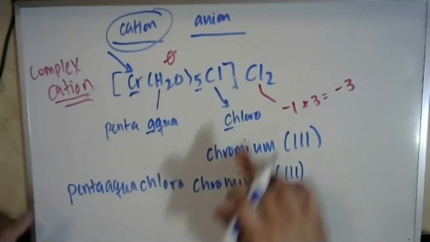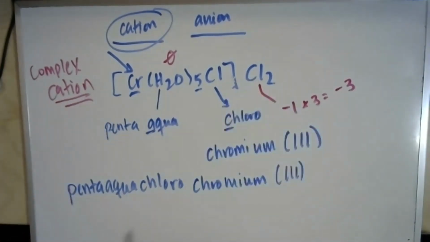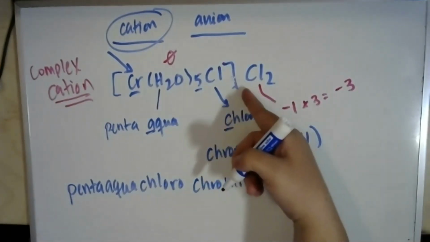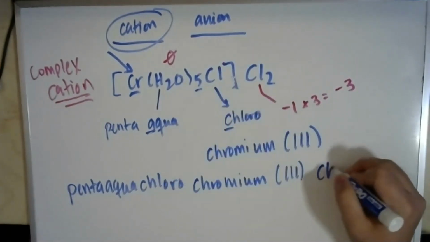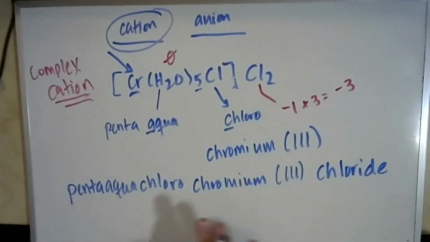And now I've named the cation. And now I'm just going to finish it up by naming the anion. You don't have to do anything special to name the anion. It's the same, again, as if you were naming something like NaCl. So if you have 2 chlorines attached back here, that's just going to be chloride. Pentaaquachlorochromium(III) chloride.